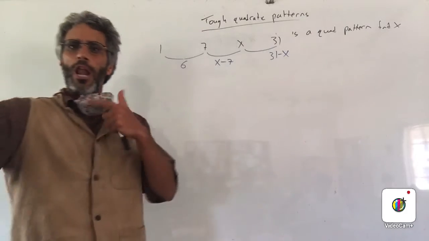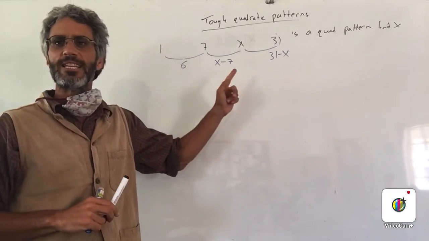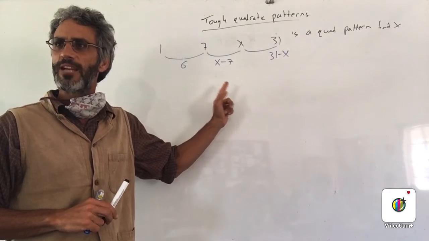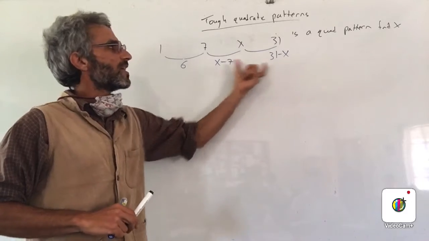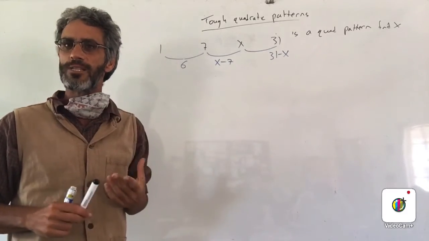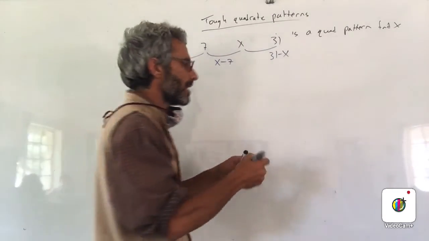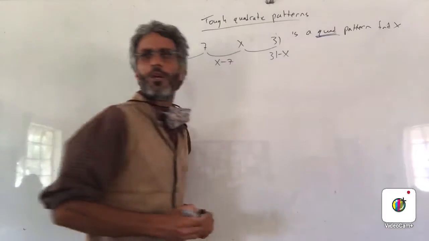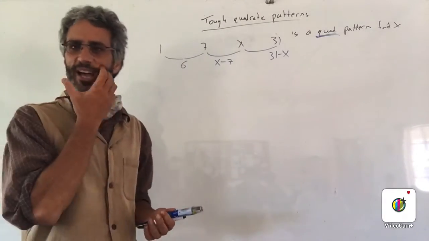Now, last time when we had the linear sequence, we did the same thing, and then what did we do? We said these are equal to each other: X minus 7 equals 6, because in a linear sequence the differences are the same. But now it's not linear, it's quadratic. So the differences have to be different, and we need to find the difference of the differences. You see why it's more difficult.